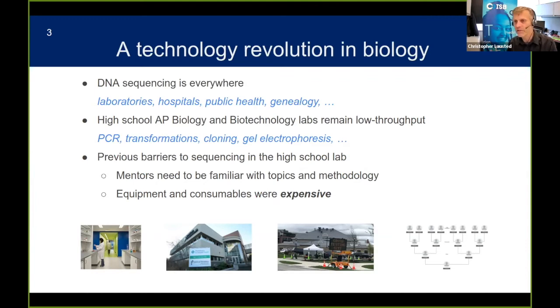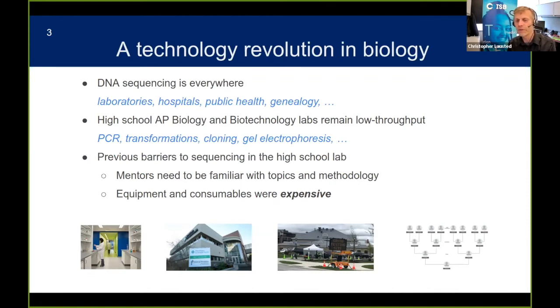It's also used by public health, especially now in the time of COVID, for identifying and tracking variants. People are very interested in genomics now with companies like 23andMe, Ancestry, Genealogy, etc., to look at family histories and genetic disease predispositions. So this is something that really affects all of us. It's really not an esoteric topic anymore, but high school AP biology and biotechnology labs really haven't incorporated it yet. They mostly remain with more traditional low throughput DNA, RNA, protein related laboratory activities.